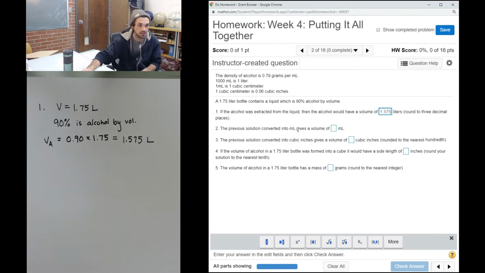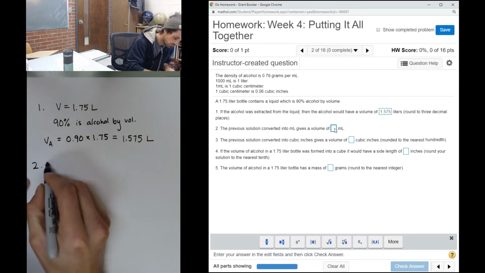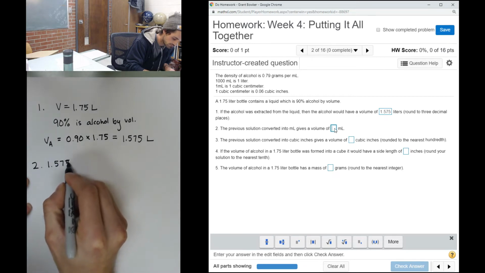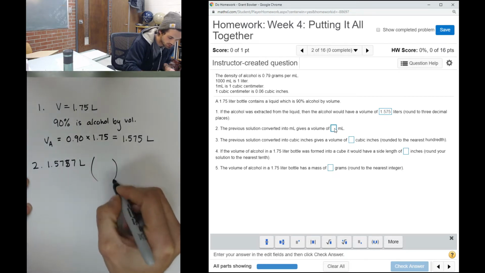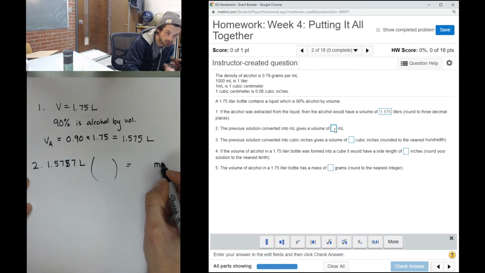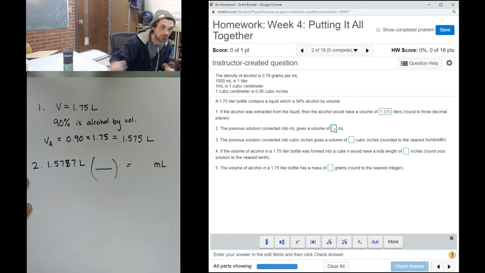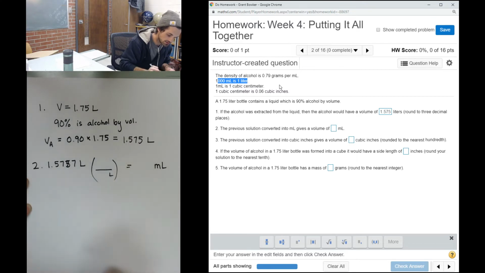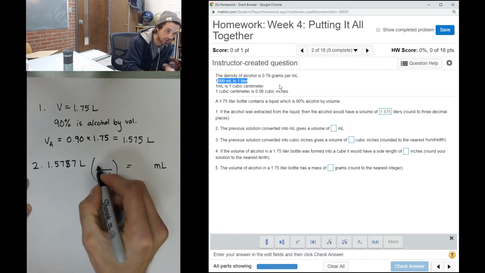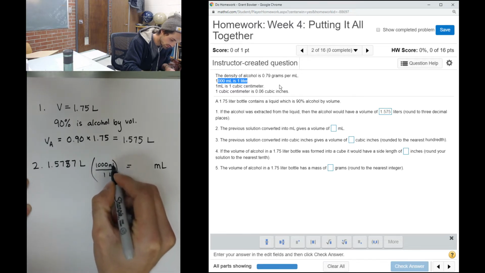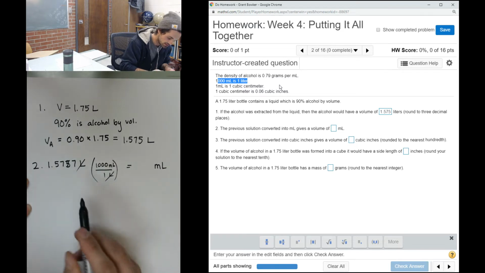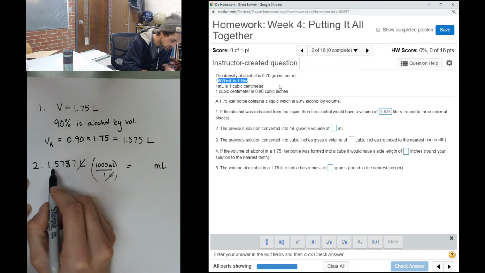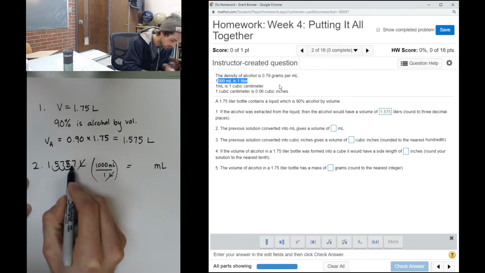The previous solution converted into milliliters gives a volume of blank milliliters. So for part 2, we have 1.575 liters. We want to convert that number of liters into some number of milliliters. The relationship we're given between milliliters and liters is found up here. For every 1,000 milliliters, we have 1 liter. So I want to undo this liter, so I need to introduce the liter downstairs. And for every 1 of those liters, I have 1,000 milliliters. The liter downstairs undoes the liter upstairs, so I would multiply by 1,000, which is going to move this decimal place 3 spots.